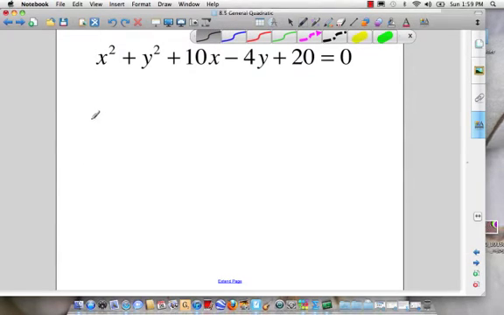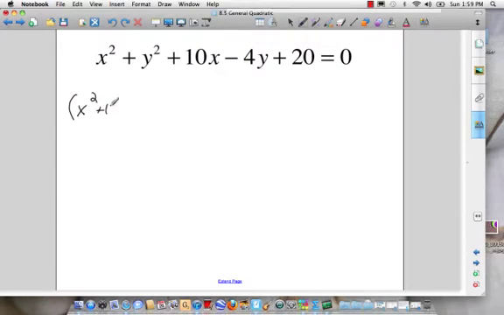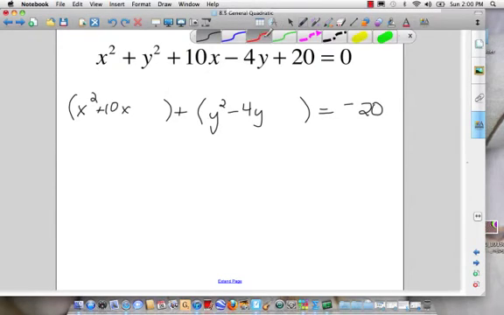I'm going to group my x terms together. So x squared plus 10x. Then I'm going to leave space to complete the square. I'm going to group my y terms together. y squared minus 4y. Leave space to complete the square. And I'm going to move my constant, positive 20, over to the other side, and it's going to become negative 20. Now I'm going to complete the square on x as well as y.